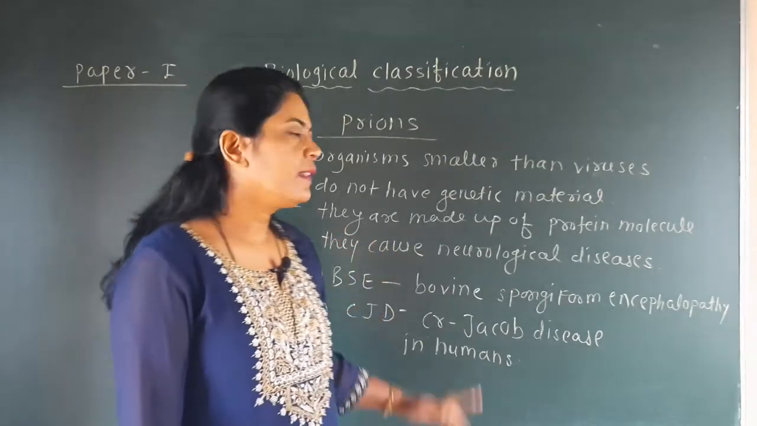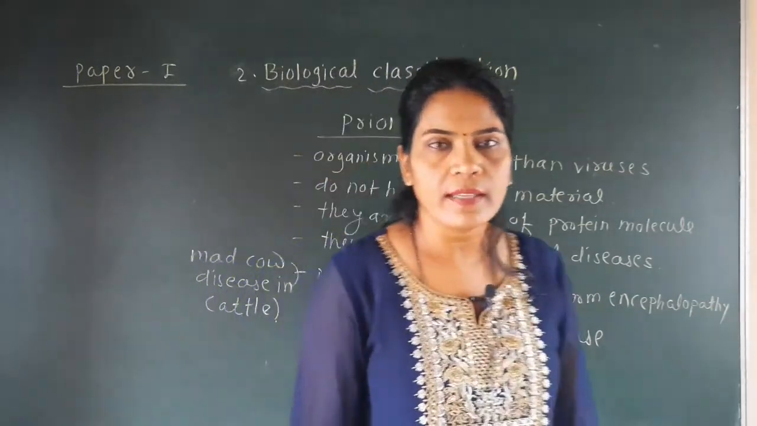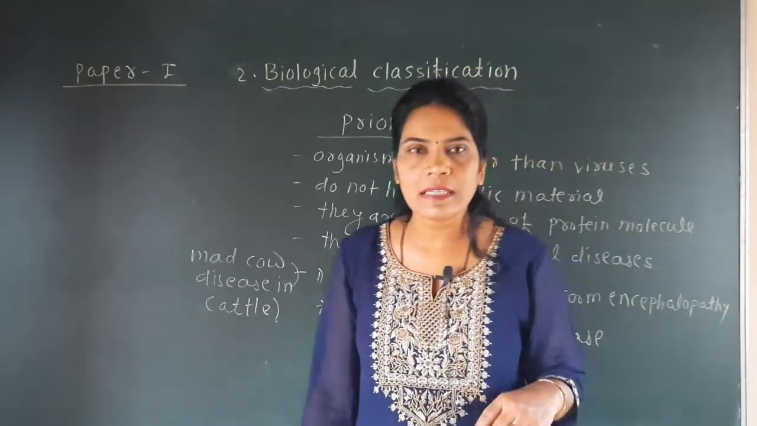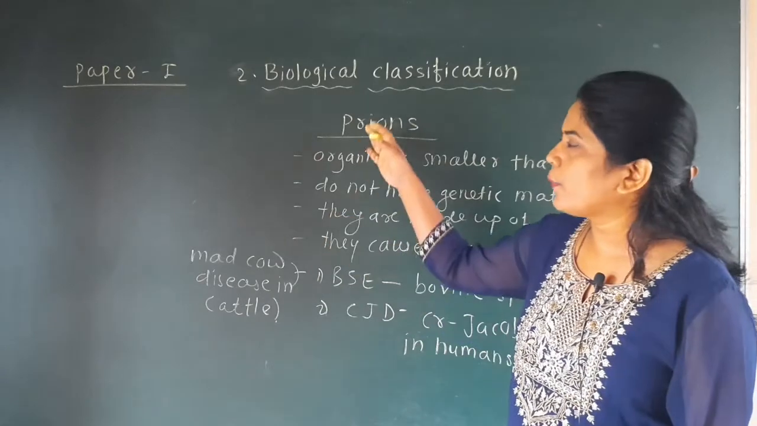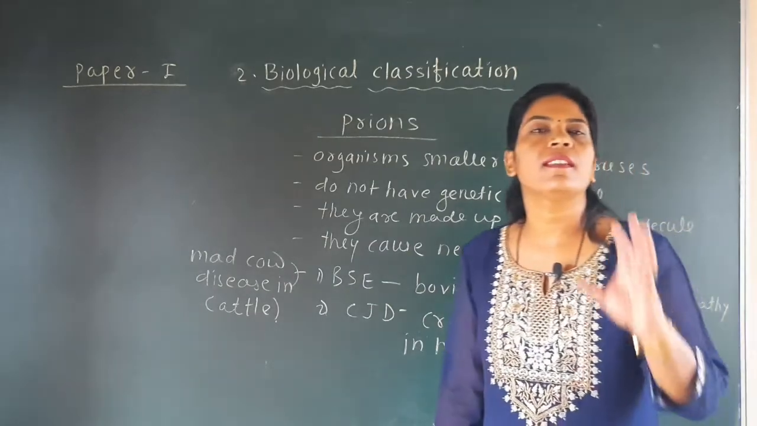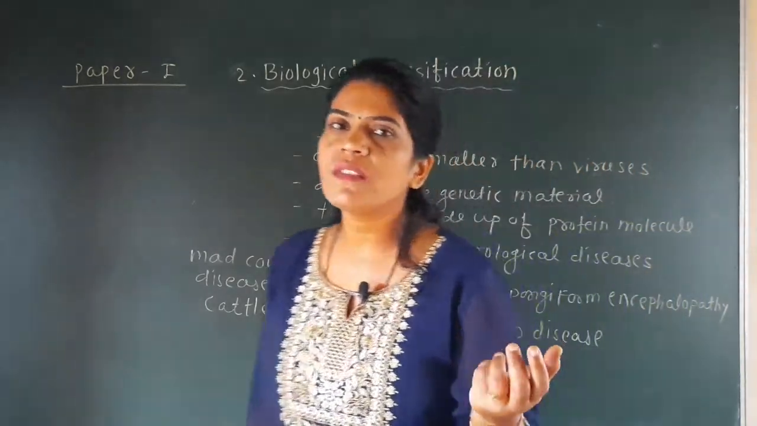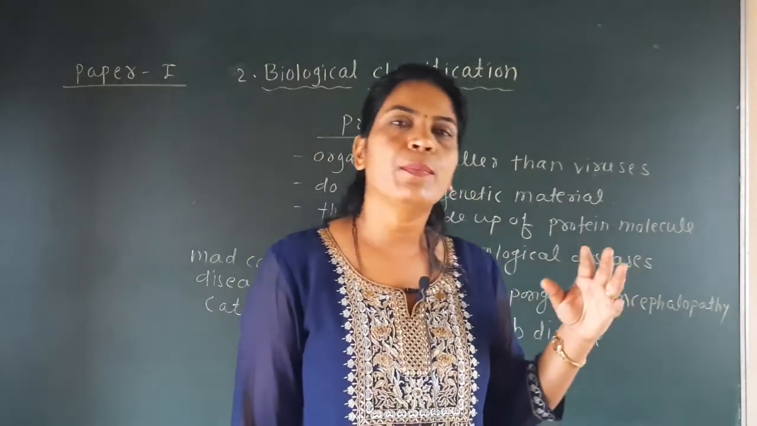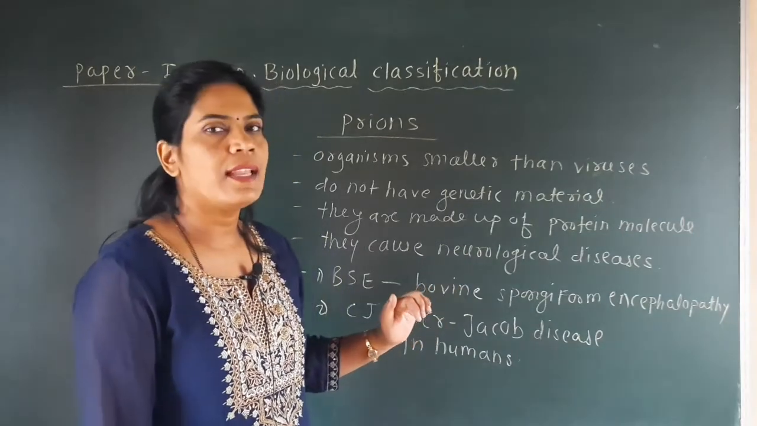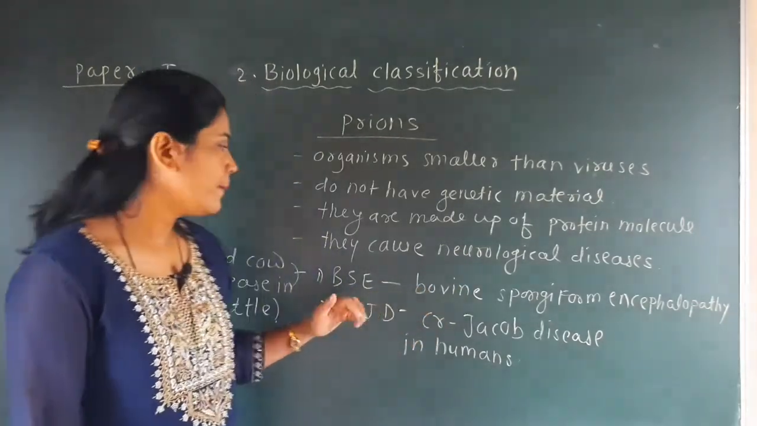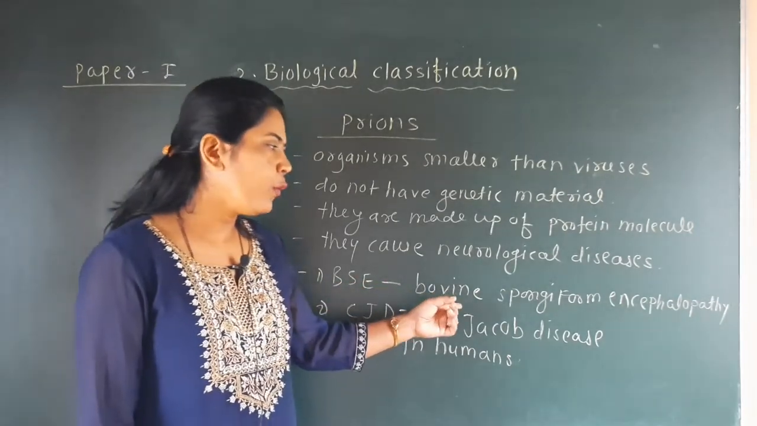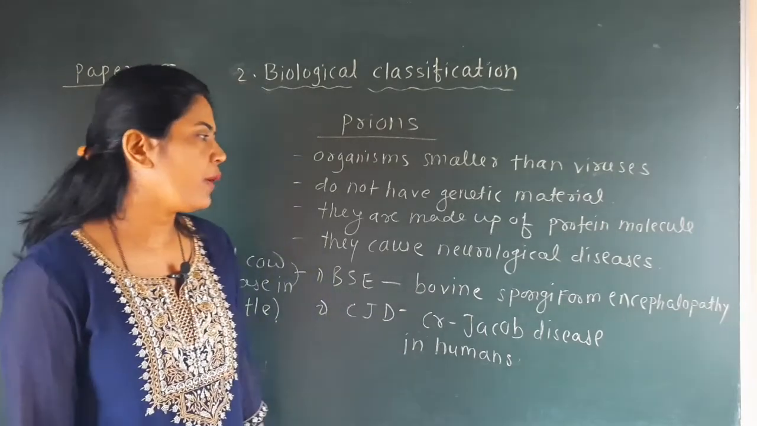The next point is that they cause certain neurological diseases. How they are responsible for the formation of neurological diseases, we will see in the next lecture. But according to NCERT, the points are written here on the board. Neurological diseases mean diseases of the brain. In the brain there are neurons, nervous cells, and diseases of these neurons are called neurological diseases. And the names of two diseases are given here. One disease is called BSE, the full form is bovine spongiform encephalopathy.